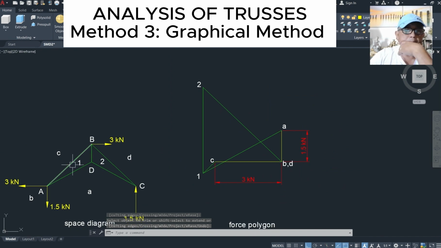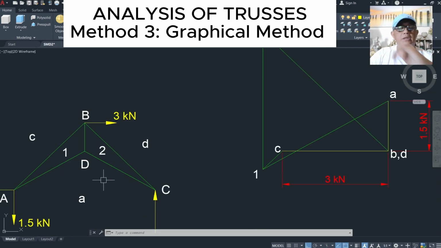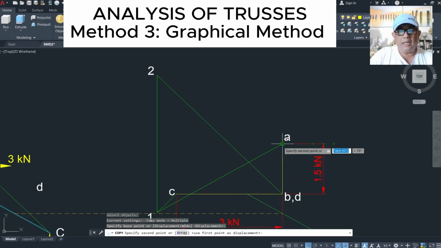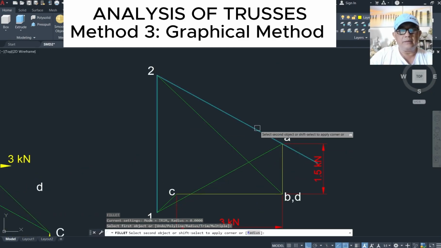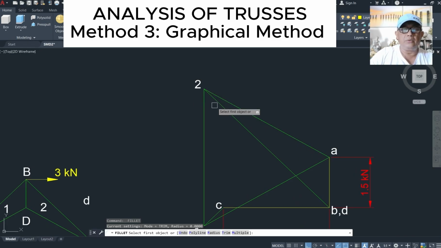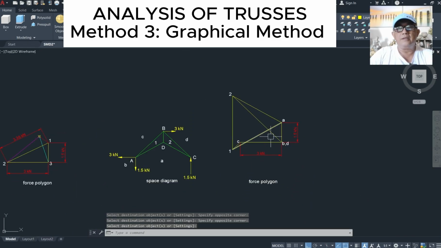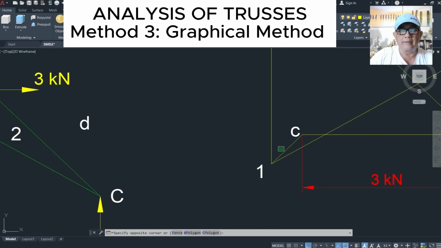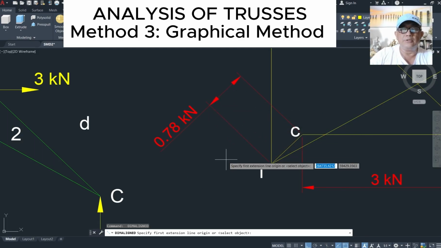So we now have point 1, point 2, and all the letters A, B, C, D, but we don't have, remember, A2 yet. So A2, it's going to pass through point A and point 2. So let's copy this line, put it at A, and it is going to intersect with this line. So that's A2. So this is now our completed force polygon. We can now determine the magnitude of the force in, for example, C1, which is this line here. So how much is this? That's 0.78 kilonewtons.